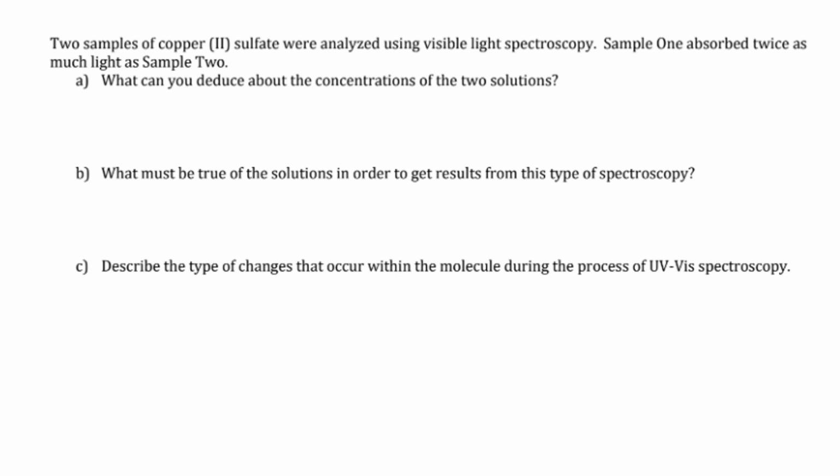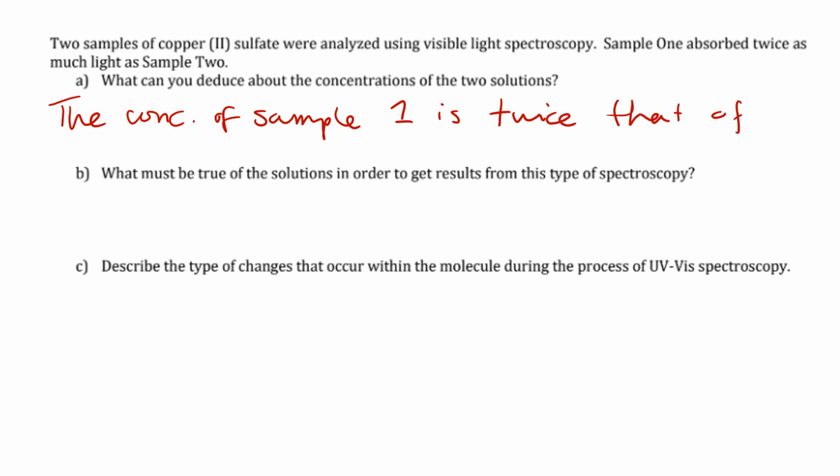Two samples of copper(II) sulfate were analyzed, and using visible light spectroscopy, sample 1 absorbed twice as much light. If it absorbs twice as much light, what can you deduce about the concentration of the two solutions? To help you out, this is associated with Beer-Lambert's law. If we're using visible light spectroscopy and a sample absorbs twice as much, that means the concentration of sample 1 is twice that of sample 2.